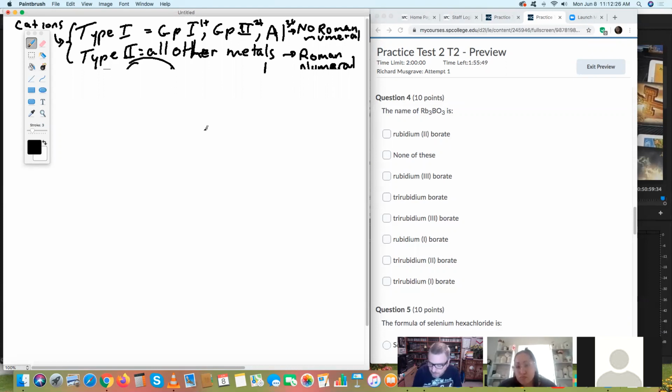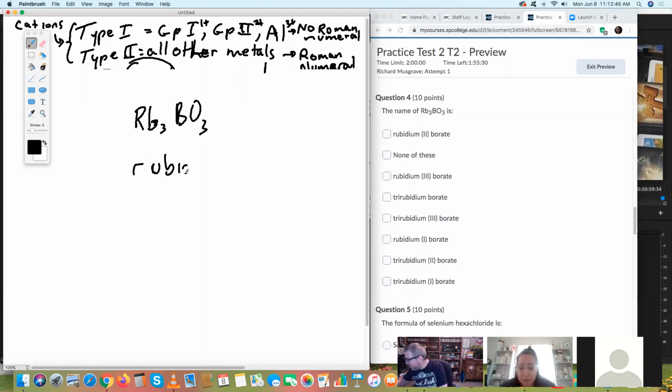But the right name isn't there. Okay, so I was saying that to myself. Rb is in group 1, so I know the charge is 1+. But we don't need a Roman numeral, which means you don't need the Roman numeral.